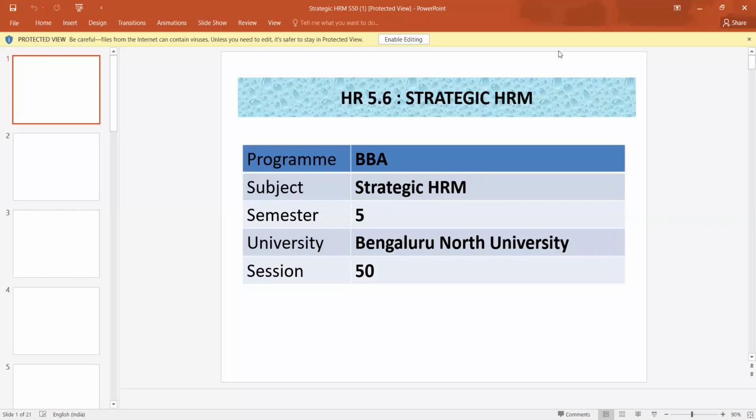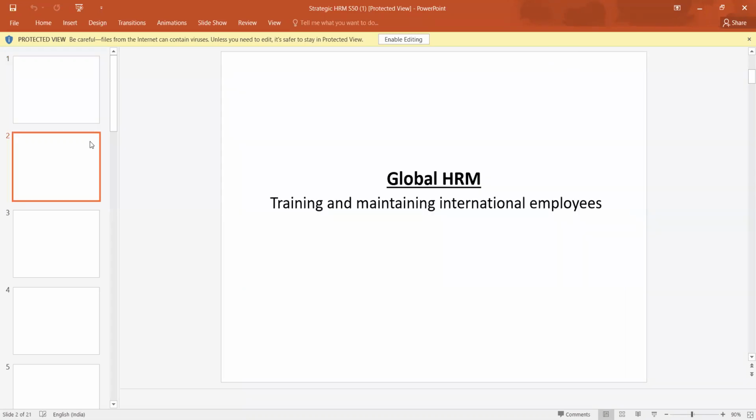Dear students, we are going to discuss the concept of strategic human resource management for the 5th sem BBA of Bangalore North University. Global HRM, training and maintaining international employees.